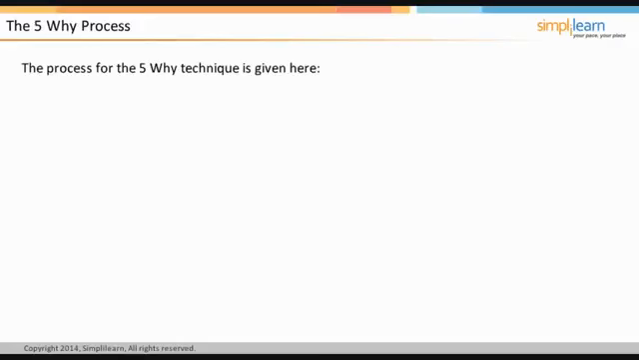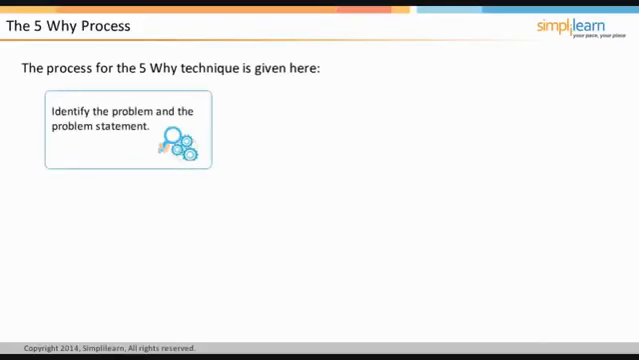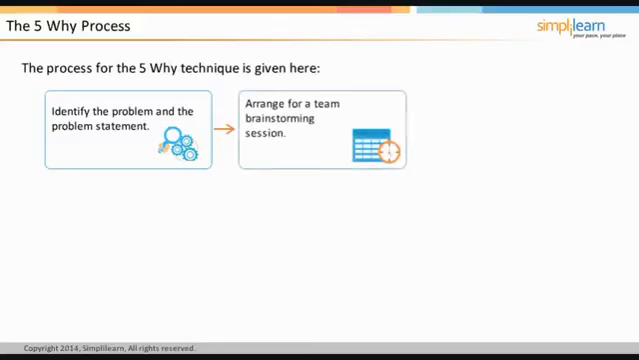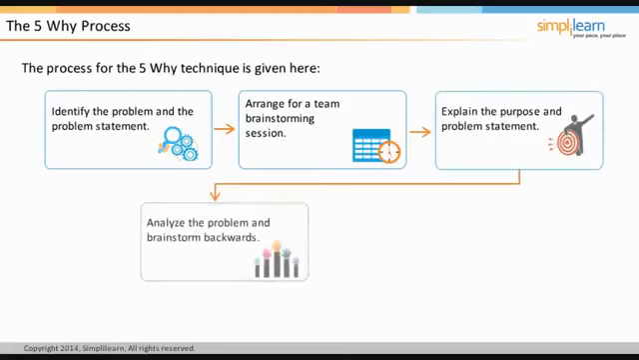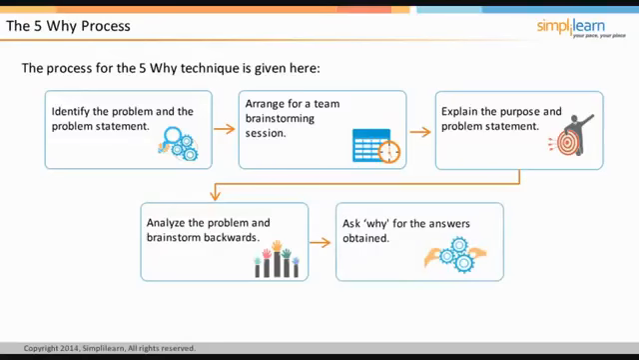The process for the 5 why technique is: identify the problem and emphasize the problem statement. Arrange for a brainstorming session with the team, including subject matter experts, process owners, and team members. Explain the purpose and the problem statement. Analyze scenarios working backwards from the problem. Ask why for the answers obtained until the root cause is found. Normally, reasons like insufficient resources and time become the root causes. If the drill down in brainstorming is carried out in the right direction, it is often found that the root cause is related to the process.